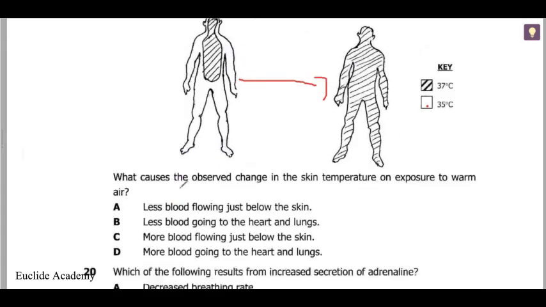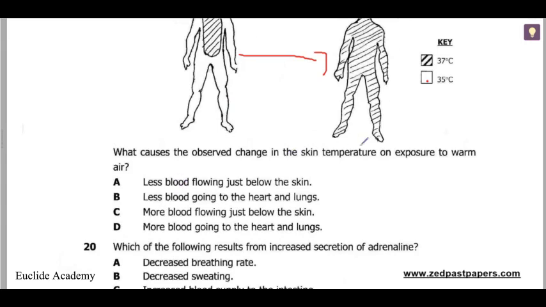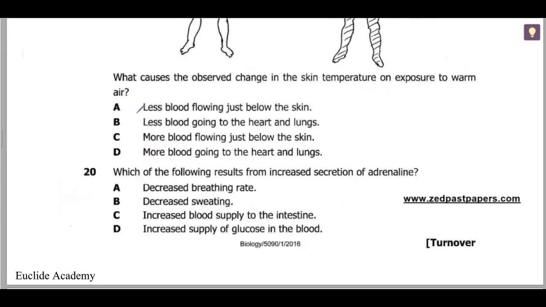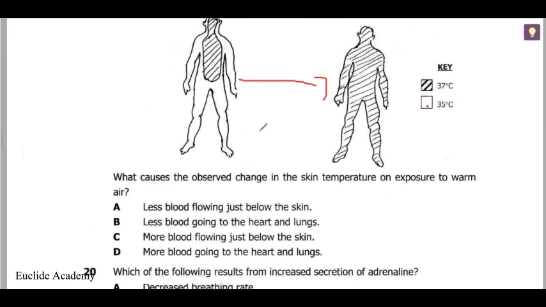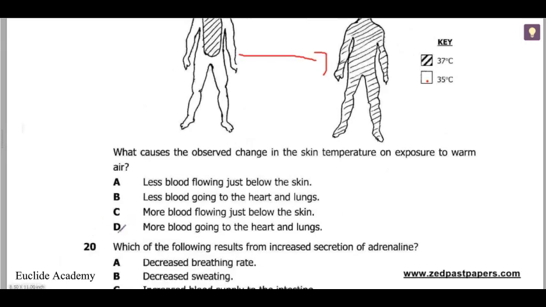What causes the temperature to increase from 35 to 37? That is homeostasis, what we discussed. So how does it happen? Let's start from D, more blood going to the heart and lungs. Temperature increase because you have got less blood passing through your veins. When you have more blood, you have got less concentration of heat. Less blood means more concentration of heat. So more blood passing through, that's not the correct answer. More blood we eliminate, we remain with less blood.